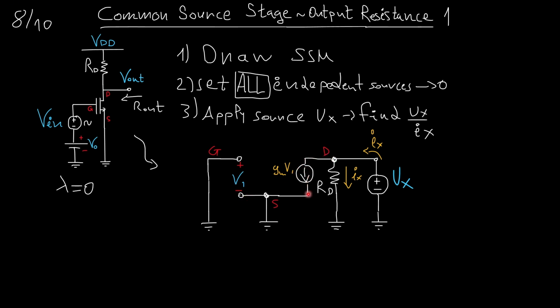Therefore, there is no current flowing through the transistor, because the current is a dependent source of gm V1, and therefore current must flow through RD. Therefore, our Rout is the same as RD.